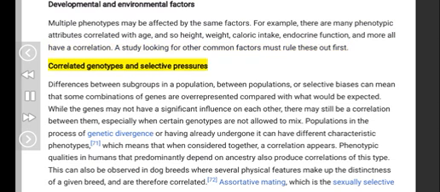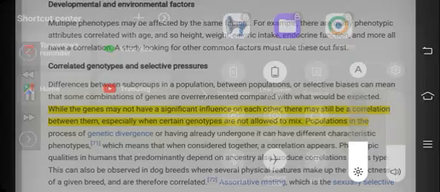Correlated genotypes and selective pressures. Differences between subgroups in a population, between populations, or selective biases can mean that some combinations of genes are overrepresented compared with what would be expected. While they may not have a significant influence on each other, there may still be a correlation between them, especially when certain genotypes are not allowed to mix.